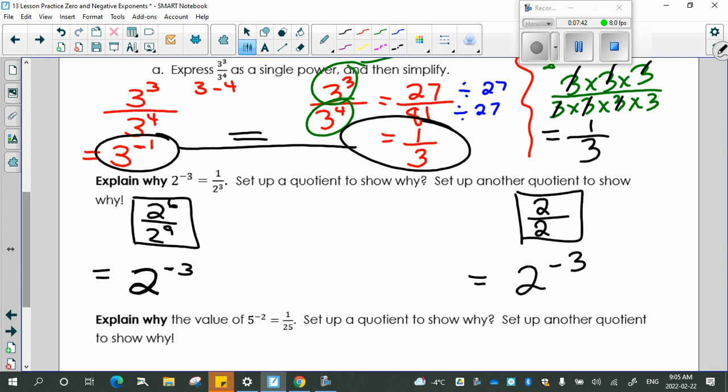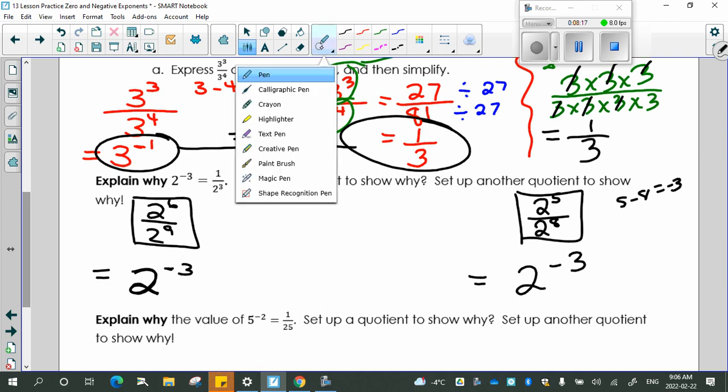Josh, tell me 2 numbers that are 3 apart, other than 6 and 9. If 5 is one of them, what could the other one be? 8. Okay, so we'll put the bigger one on the bottom and the smaller one on the top. So we keep the base 2, subtract 5 minus 8 is negative 3. Okay, so that could also give us 2 to the negative 3.